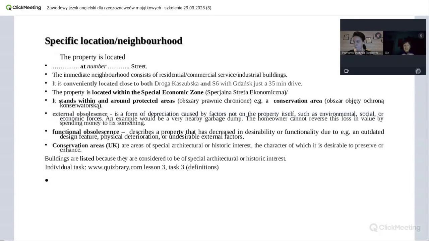And now, just to see if you have followed my explanations, you've got another individual task, which is lesson three, task three. These are the definitions that I've just mentioned. It's not a long exercise, I think just six sentences, but it is to make you digest the information.